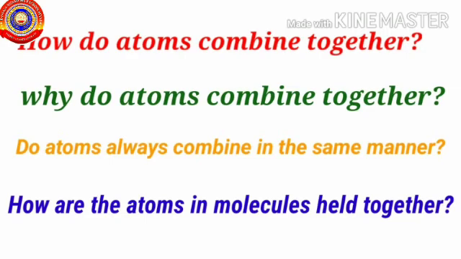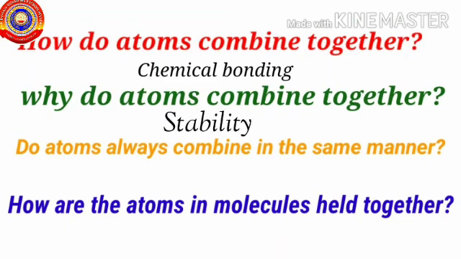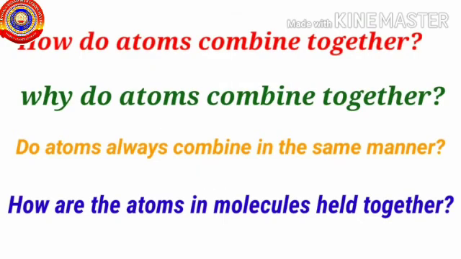So now you got the answer for my 3 questions. Initially I told you, how do atoms combine together? Atoms combine by this chemical bonding. Why do atoms combine together? Atoms combine together in order to attain stability. And the third one, do atoms always combine in the same manner? No, right? It will be different.